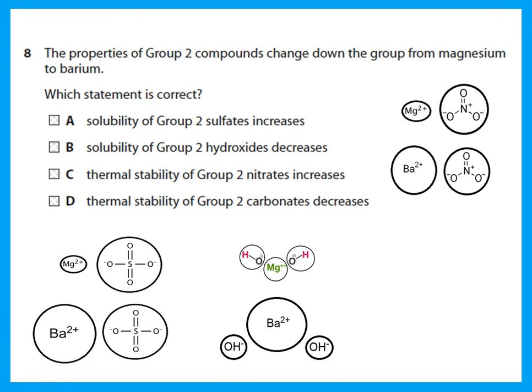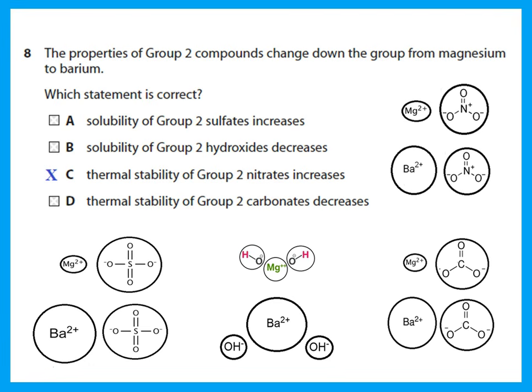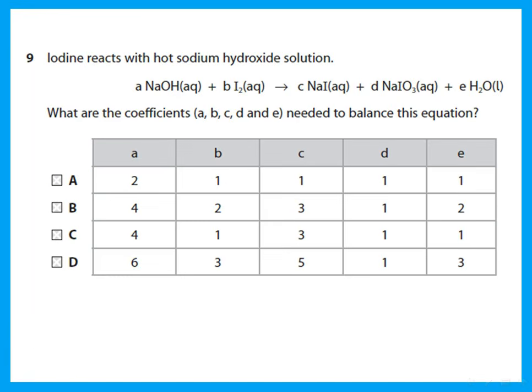Now, the nitrates, what happens to the nitrates as I go down group 2? Well, the nitrate is a big ion, so we said as we go down, the solubility decreases, they become more stable. So this is actually the correct answer because thermal stability of nitrates increases as we go down. They become less soluble, more stable. The carbonates, if we go down, the carbonate also is a big ion. That means as we go down, it becomes more stable. So if he says thermal stability of the carbonate decreases, that is not correct.